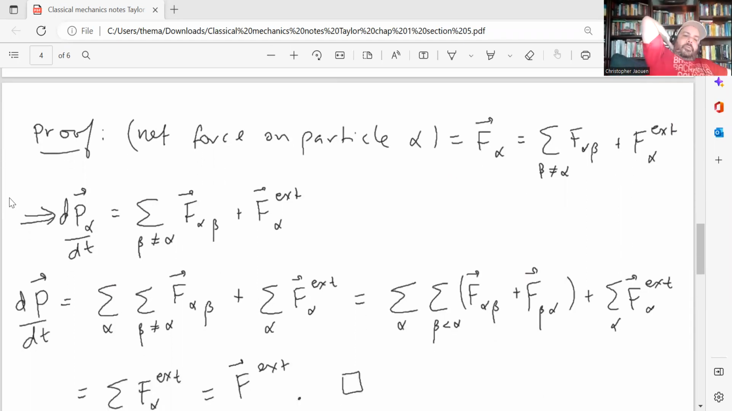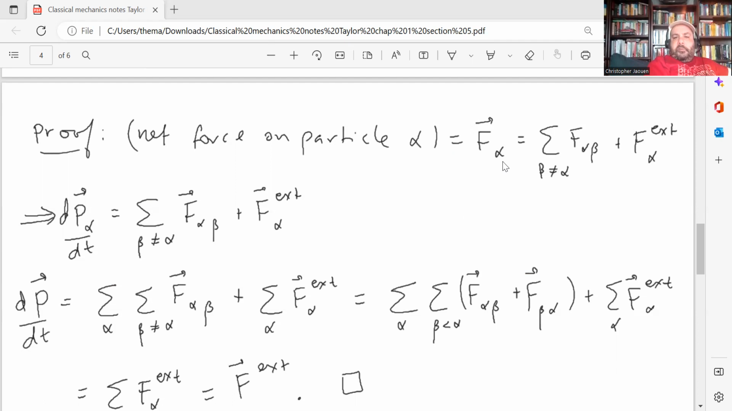All right. So here, this is a proof that the principle of conservation of momentum is actually equivalent to Newton's third law. If you take the net force on particle alpha, which we're denoting F alpha, F alpha is equal to the forces of all the betas. So if you have an n-particle system, all the particles that are not alpha act on alpha, right? These should be vectors. There should be arrows on top of these. I forgot to write that.